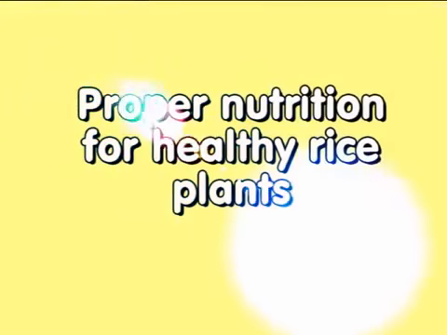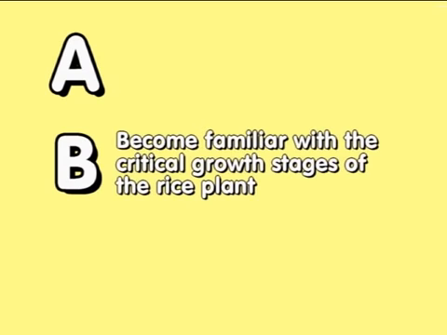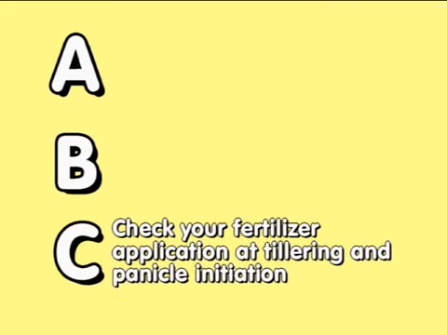Again, proper nutrition is as easy as A, B, C. A. Acquaint yourself with the important nutrients needed by the rice plant. B. Become familiar with the critical growth stages of the rice plant. C. Check your fertilizer application at tillering and panicle initiation.